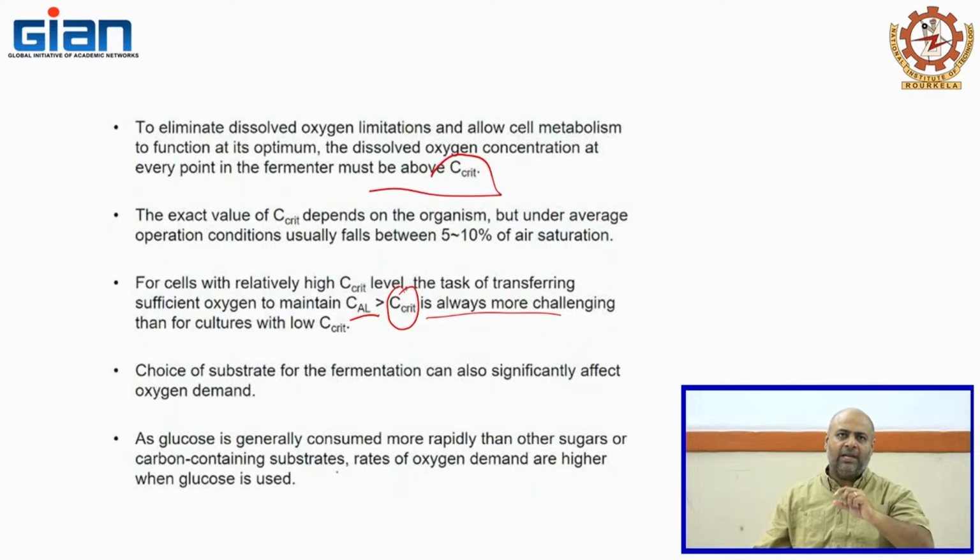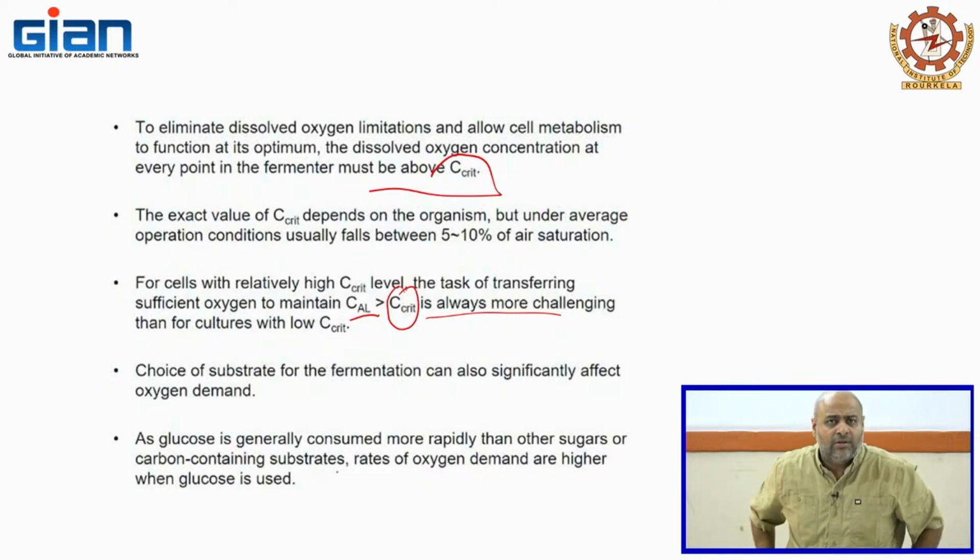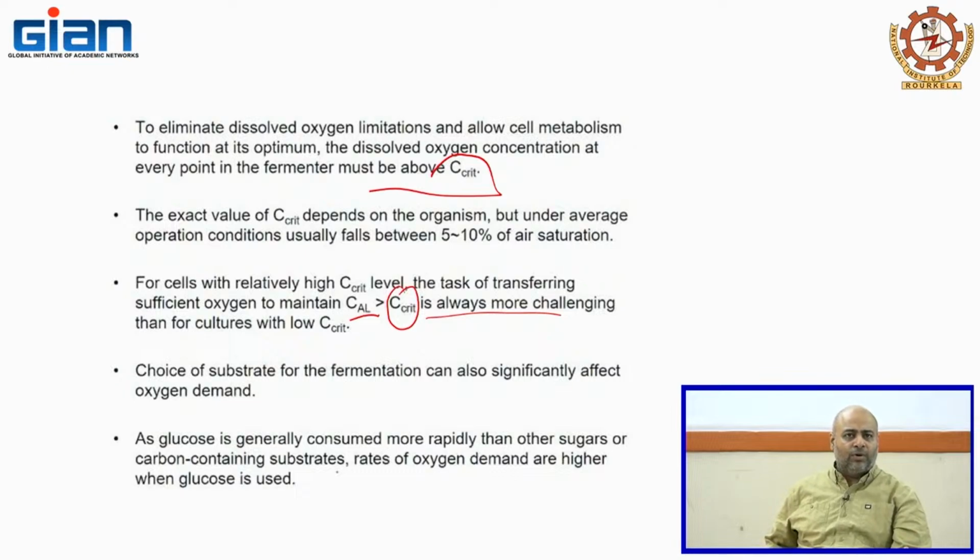So, choosing the right host, which will require less and less oxygen and still give you your product, might be an ideal choice to reduce the overall cost of production. If you are choosing something which is of higher oxygen demand, you have to provide more oxygen at all times, and that is going to increase your production cost. So, a lot of parameters gets affected by this. The choice of substrate for the fermentation can also significantly affect your oxygen demand.